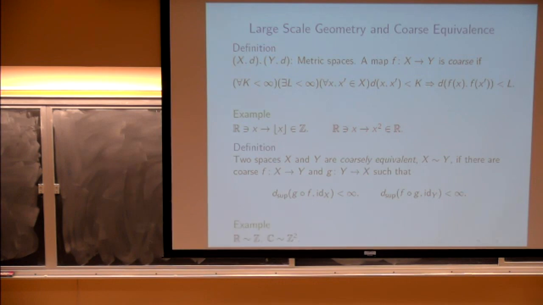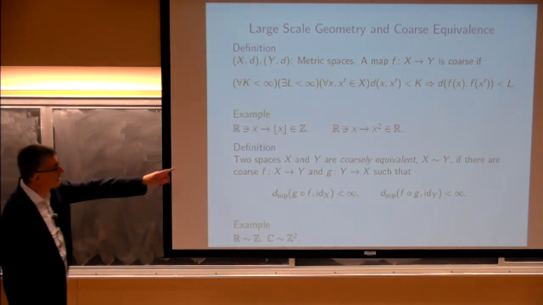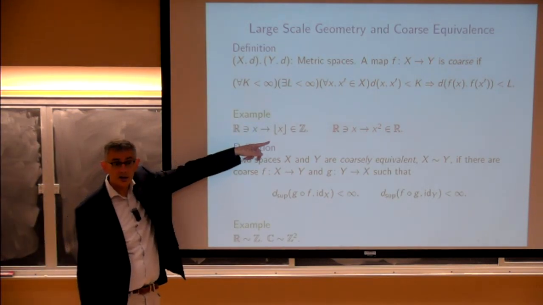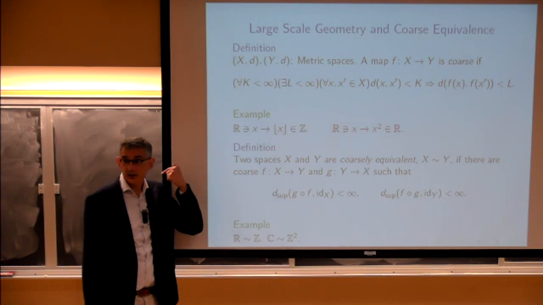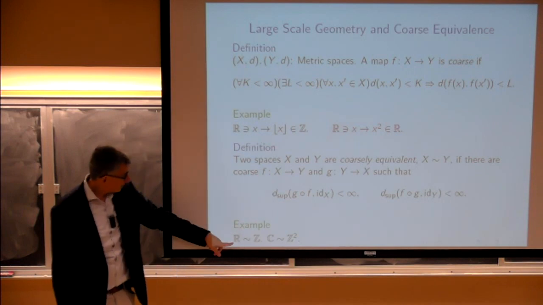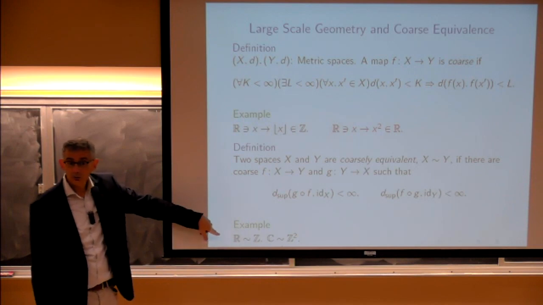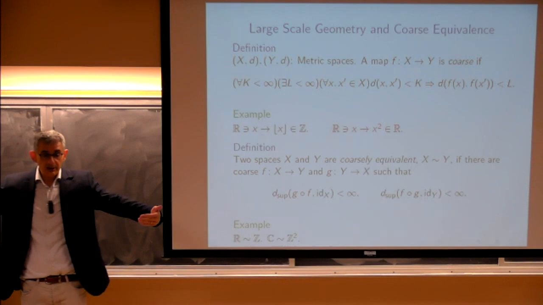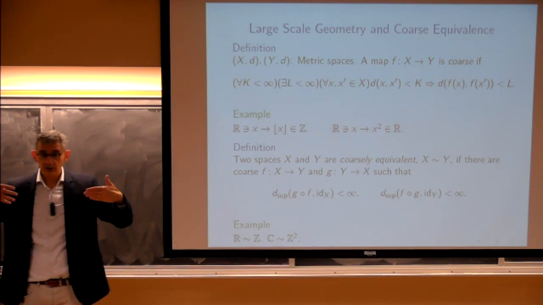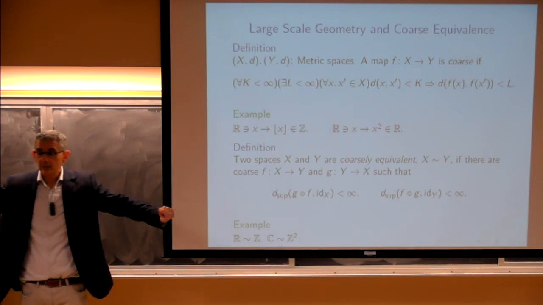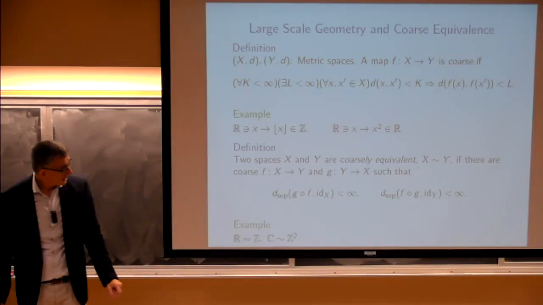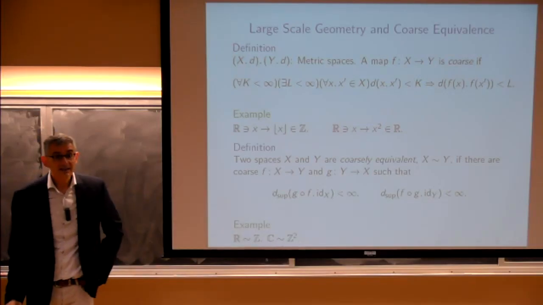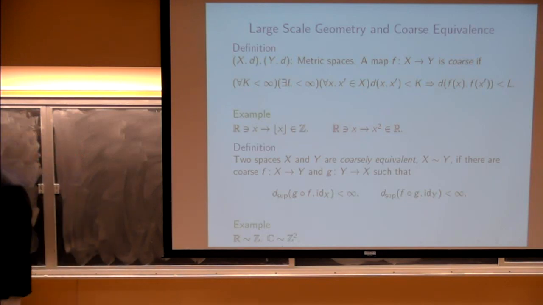R and Z are coarsely equivalent. Basically one of the functions is this one here. The other one is simply the identity embedding from Z into R. And both compositions are going to be close enough to the identity. The idea is, if you just look at the integers, if you zoom out sufficiently, they look just like real numbers, just like a straight line. And similarly, complex numbers and Z squared are coarsely equivalent.